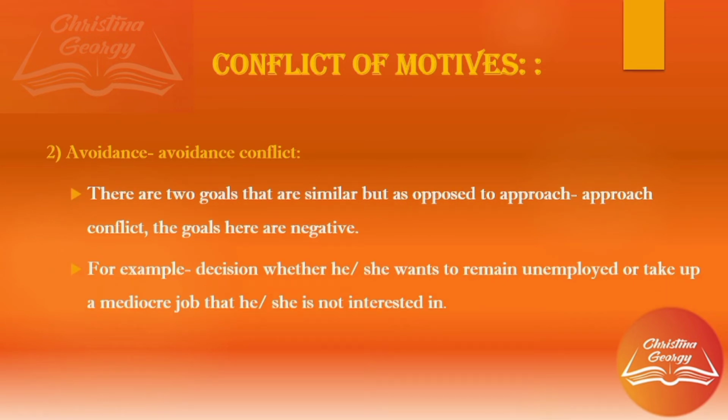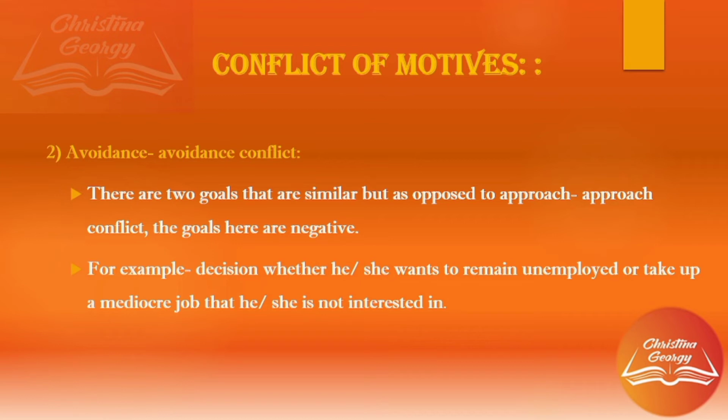Here again, there are two goals that are similar, but as opposed to approach conflict, the goals here are negative. In approach conflict, the goals were positive. I hope you remember. A very familiar example would be the situation where we'll be forced to make a decision whether to remain unemployed or to take up a mediocre job that we are not interested in. So this leads to avoidance conflict, which would further lead to stress.